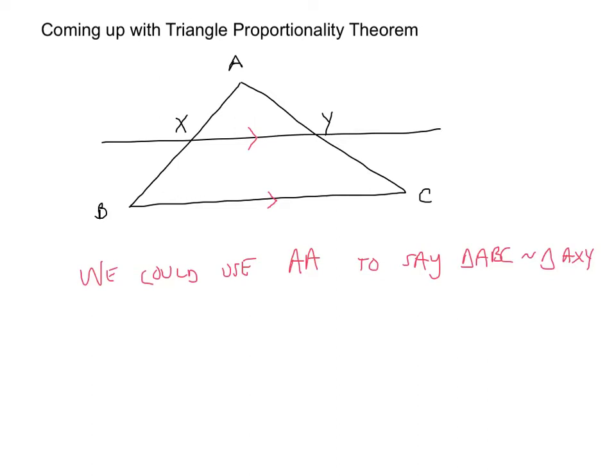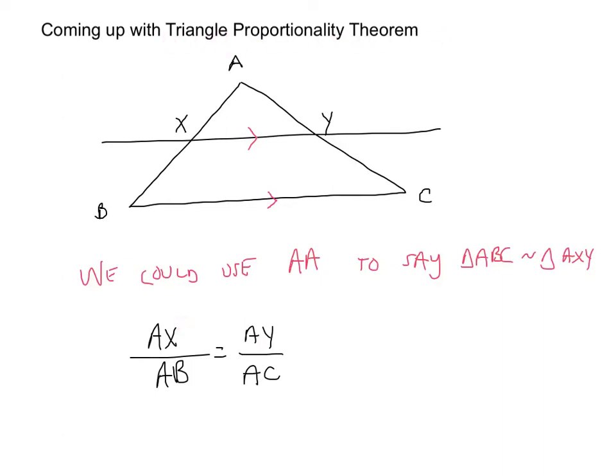Now, once we know that these two triangles are similar, we can set up proportions about the side lengths. So I could say the little side length, AX, over the big side length on the left side, which is AB, will be equal to AY over AC.